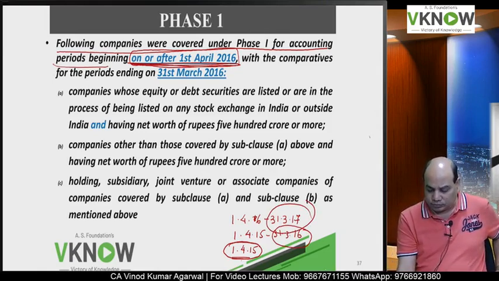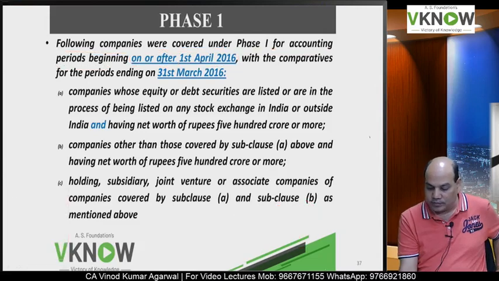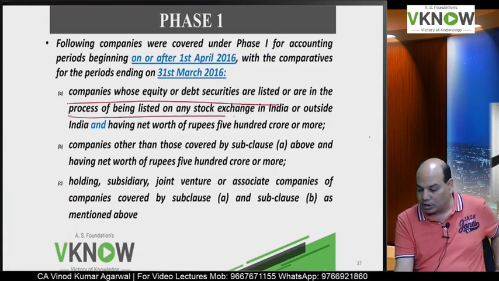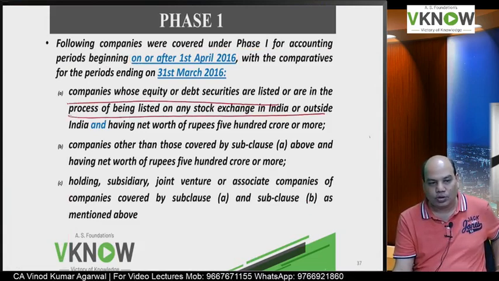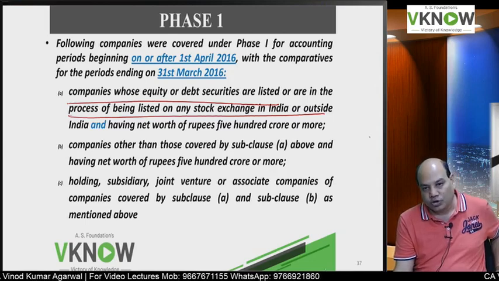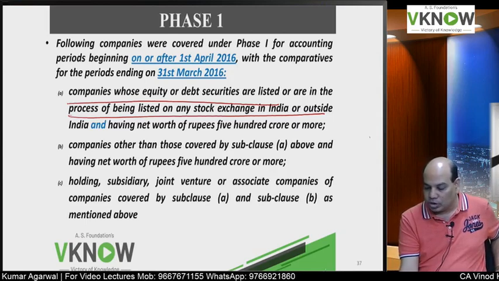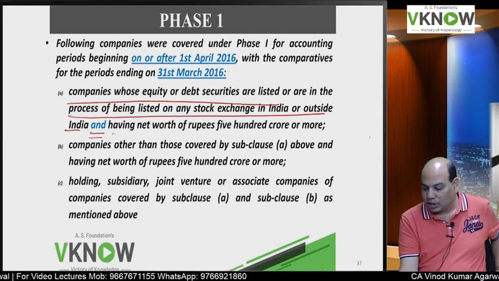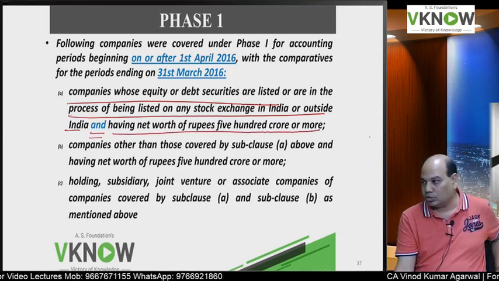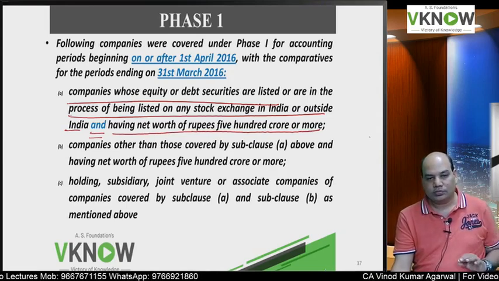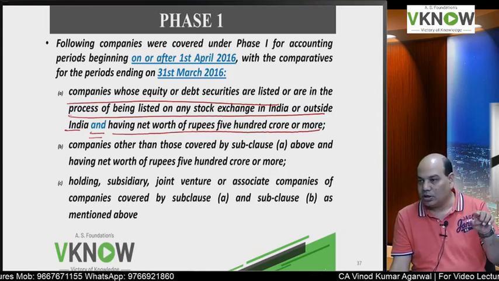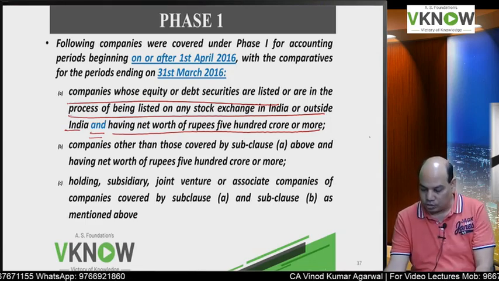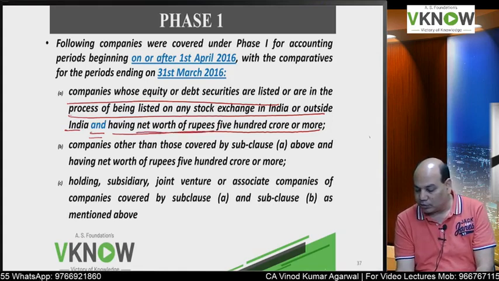Is it right? Which companies were covered in phase 1? First is, in simple terms, listed company or company in the process of listing. How to remember? Listed or in the process of listing, whether in India or outside India, and having net worth of 500 crore or more rupees. So listed or in the process of listing, plus it should have net worth exceeding 500 crore.